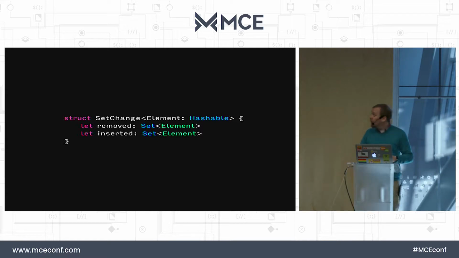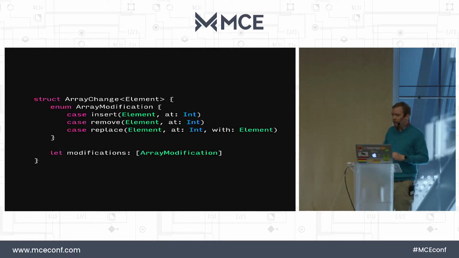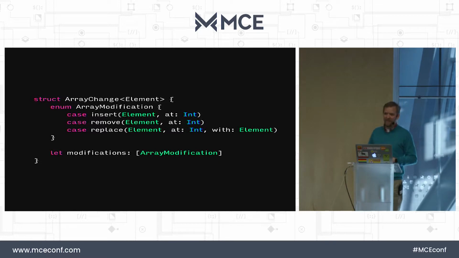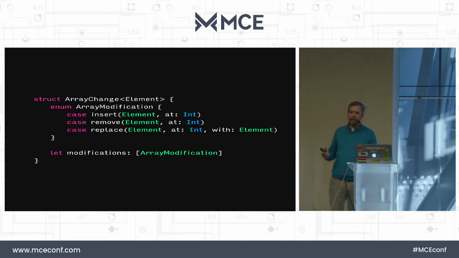All right. If we have an array of elements, we could do kind of the same thing. We could describe the difference between the old array and the new array by, let's say, an array of simple atomic modifications. Each modification might be an insertion, a removal, or a replacement operation. Okay. If we are clever enough, we could keep this list of modifications sorted by their indices, and we could keep this description as minimal as feasible. Okay, so we have a set change and an array change type.